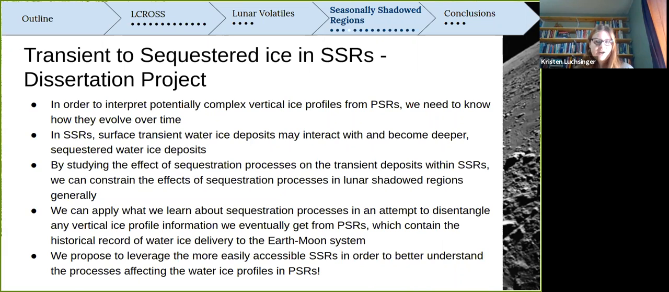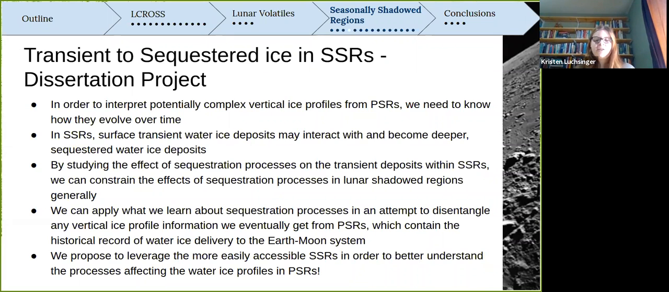And so you have these surface transient water deposits, but when it becomes shadowed, that crater will then temporarily act like a permanently shadowed region. So for the shadowed period of time, the water ice that was a transient water deposit will behave like a sequestered deposit. It'll undergo the same processes as a sequestered deposit. And then once the sun rises again, it'll go back to acting like a transient water deposit.